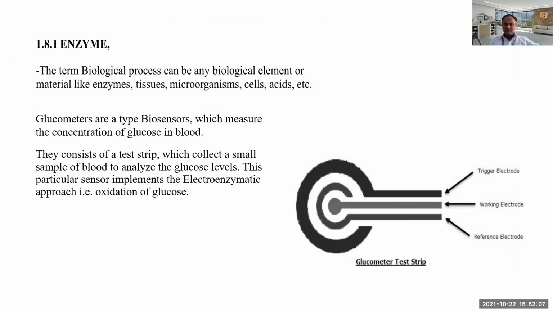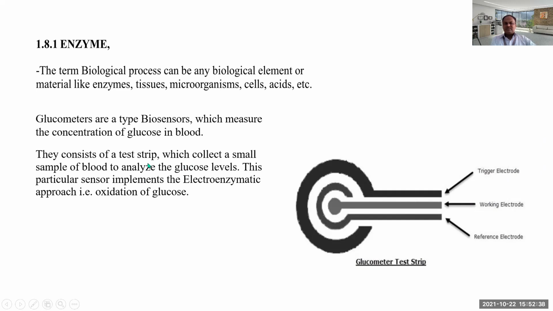The term biological element can be any biological material like enzymes, tissues, microorganisms, cells, acids. So glucometers, you might have come across this. A glucometer detects the body glucose with the help of electrodes. So there are three electrodes: one trigger, one working, and one reference electrode.